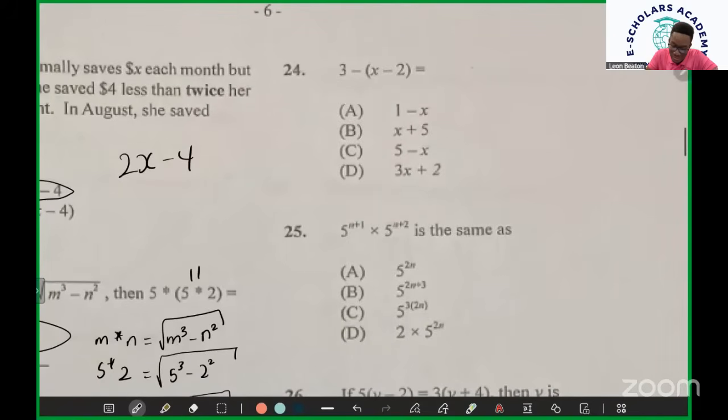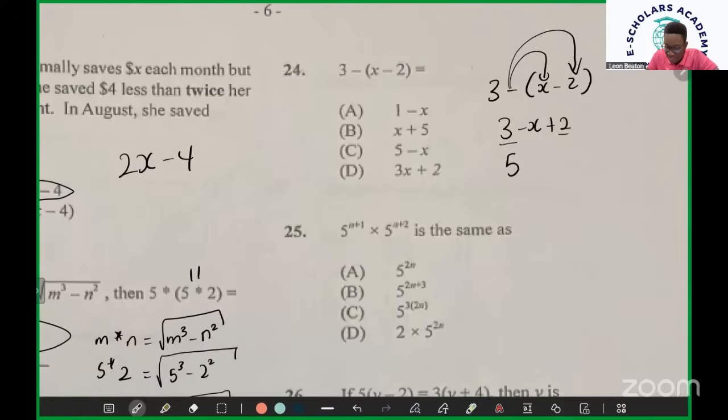All right, so this is a nice one. You want to be careful with this. So this is 3 minus x minus 2. So you got to distribute this minus throughout here. So this would be 3. The minus times the x would be minus x. The minus times negative 2 will become plus 2. So 3 plus 2 is 5. So you can say 5 minus x, which is C.